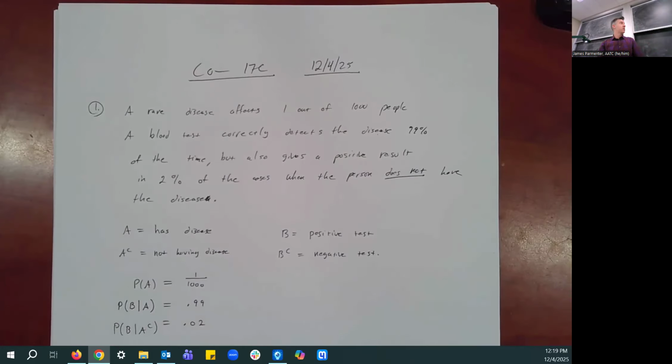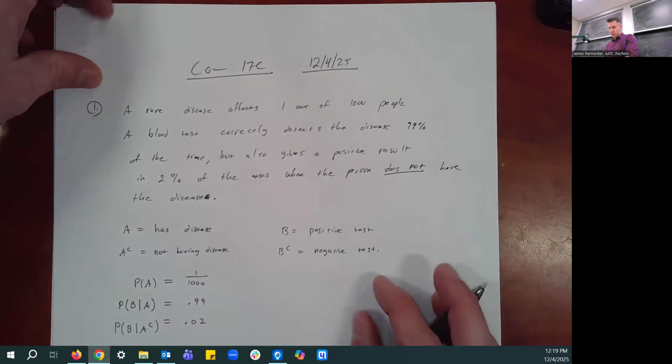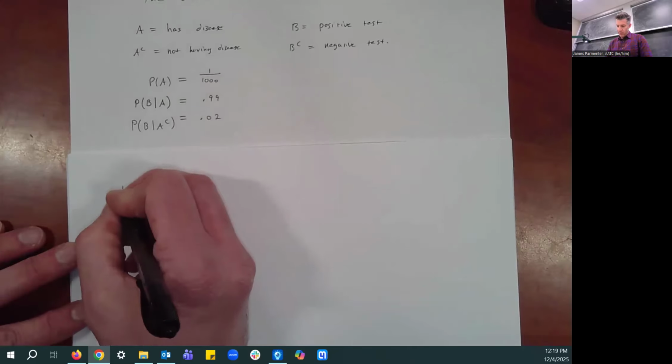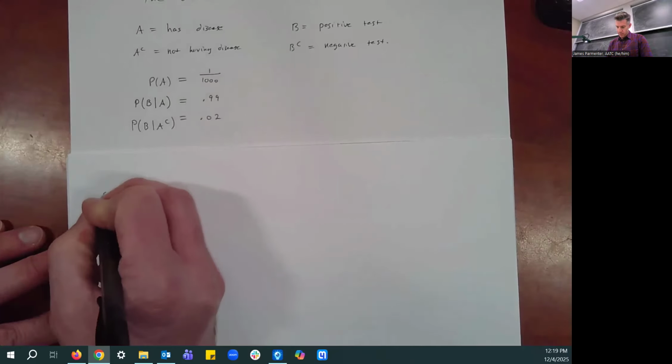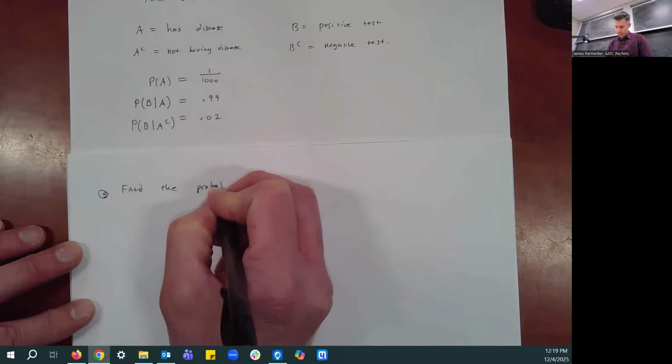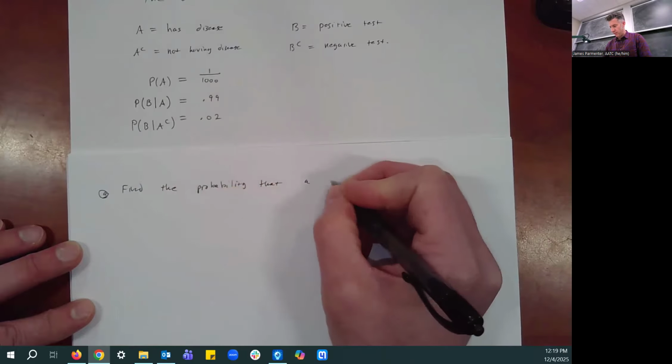Cool. So it's definitely important when you read a question like this to be able to write down the probabilities using whatever event names you want. So then the first question here, and we did one like this last time: find the probability that a random person tests positive.